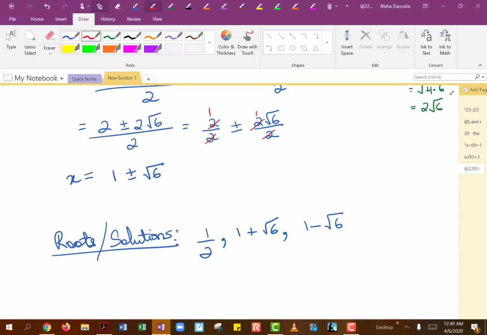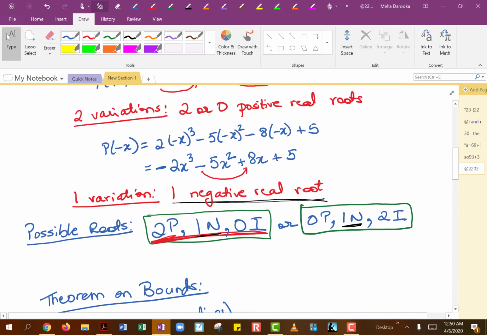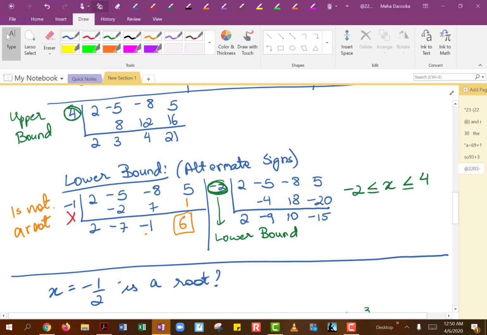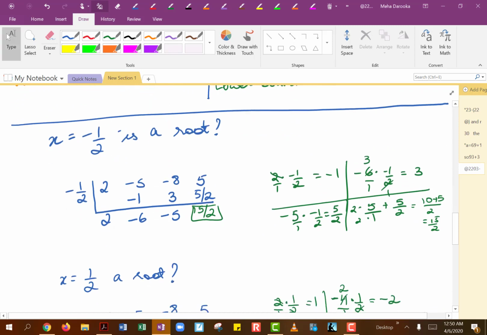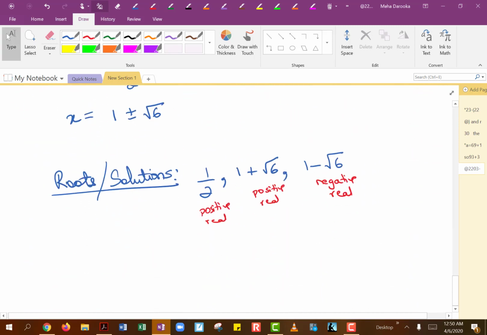So this is our positive real. This is our positive real. And this is our negative real root. Okay? So that's what Descartes' rule told us: 2 positives, 1 negative, 0 imaginary. And then the theorem on bounds told us our numbers should be between negative 2 and positive 4. So these numbers are definitely going to be between negative 2 and positive 4.